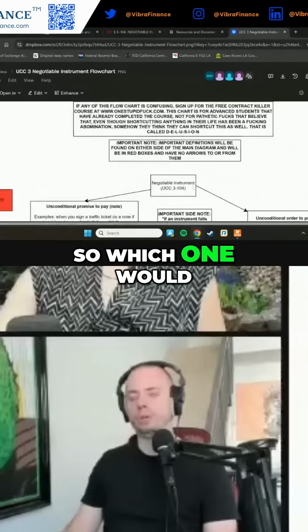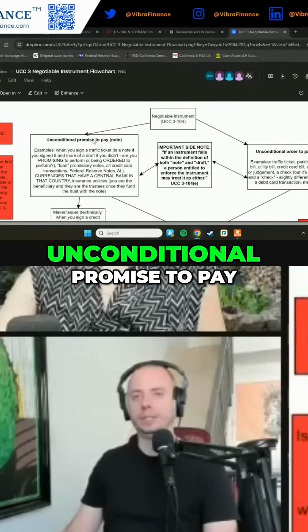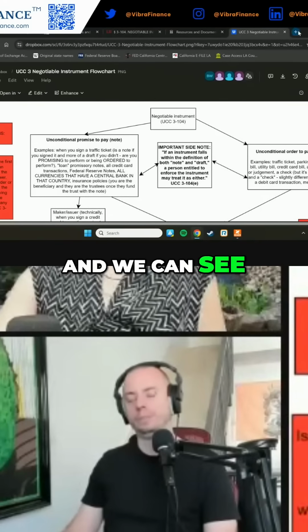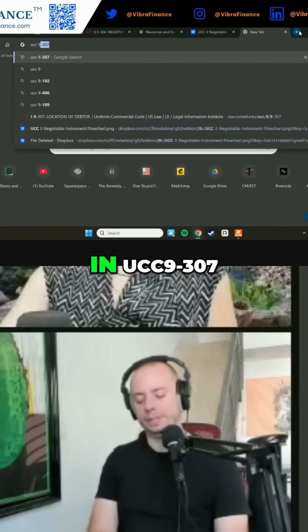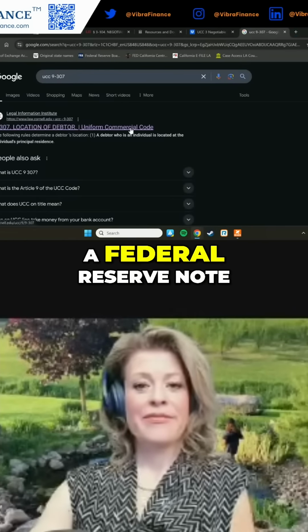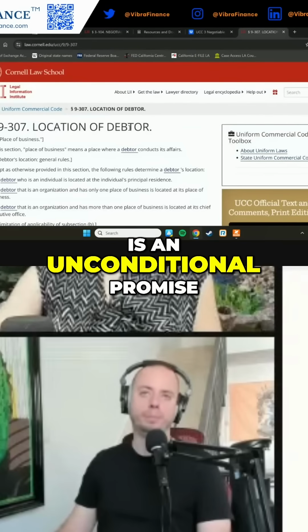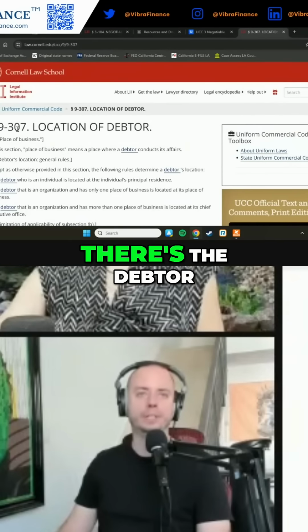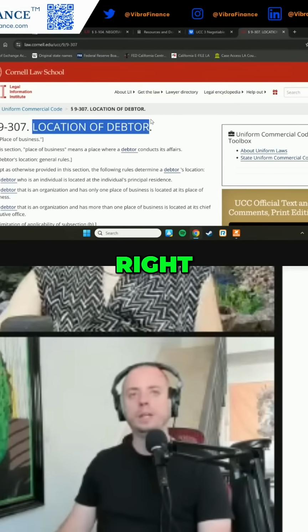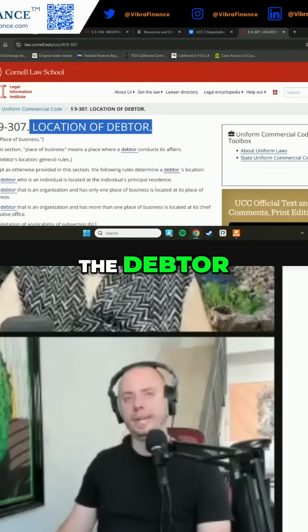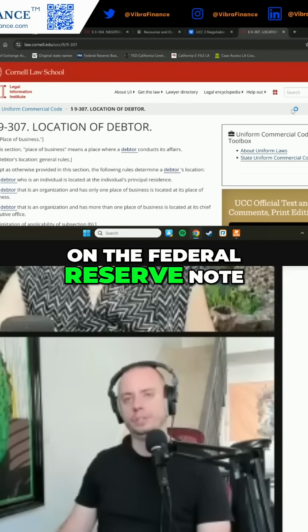So which one would a note be? It would be the unconditional promise to pay, right? And we can see more information about that, let's say, for example, in UCC 9-307. Because if a Federal Reserve note is an unconditional promise to pay, that means that there's two parties on the note. There's the debtor and there's the creditor, right? So UCC 9-307 gives you all the information about the debtor on the Federal Reserve note, right?